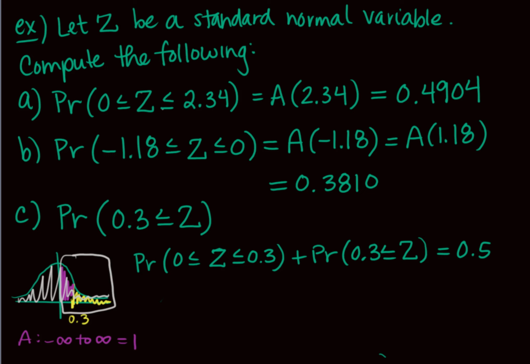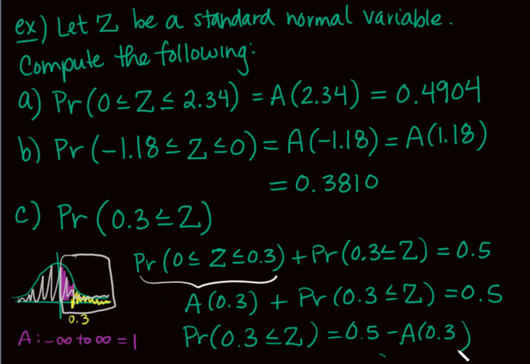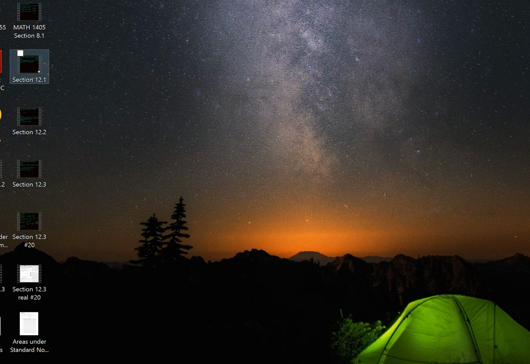So this actually isn't too bad. Now, why is this going to be helpful for me? Because this guy right here is just going to be A of 0.3, which I can use my chart to find. So I just write this out, equals 0.5. So how then do I find the probability that Z is greater than 0.3? I just take 0.5 minus A of 0.3. Okay, I'm going to pull up this picture really quick.